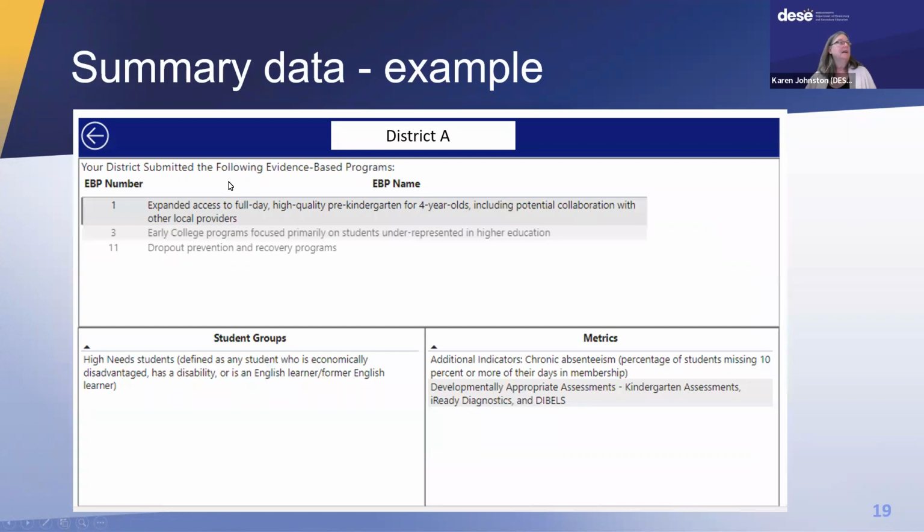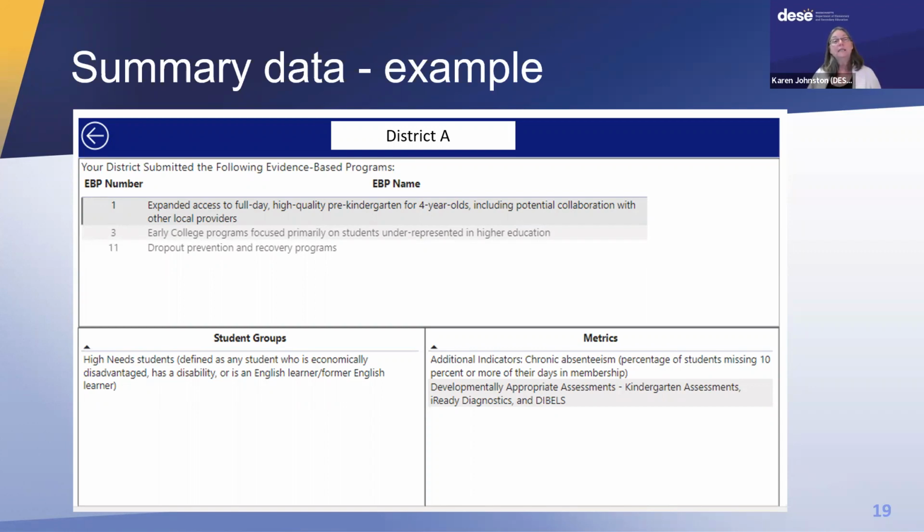So this district included these 3 EBPs, number 1, 3, and 11, the expanded access to full day, high quality pre-kindergarten, as well as the other 2 listed. And number 1 is highlighted right now. I'm not sure you can tell that, but it's highlighted. And the student group section simply tells you, okay, for this EBP, these are the student groups being targeted. And these are the metrics we plan to use to assess progress as we implement this work.